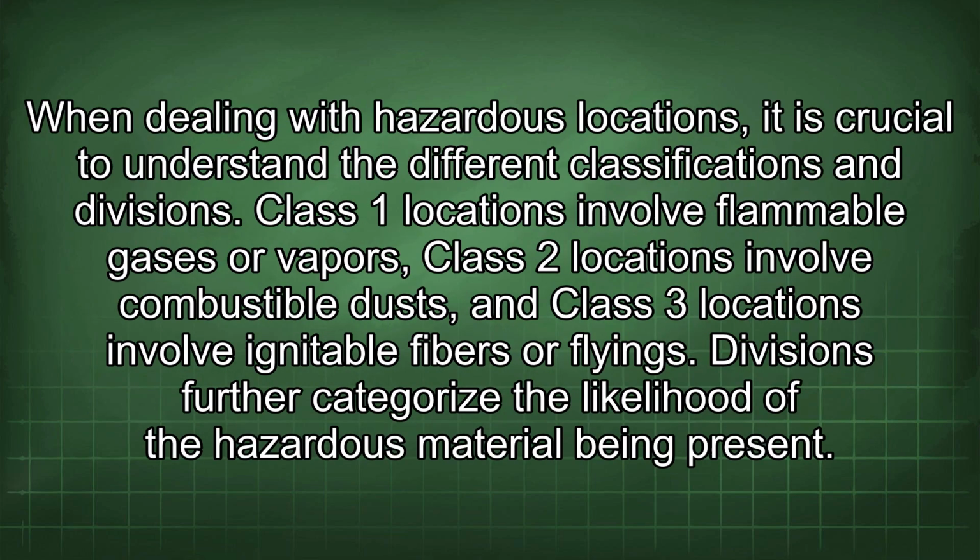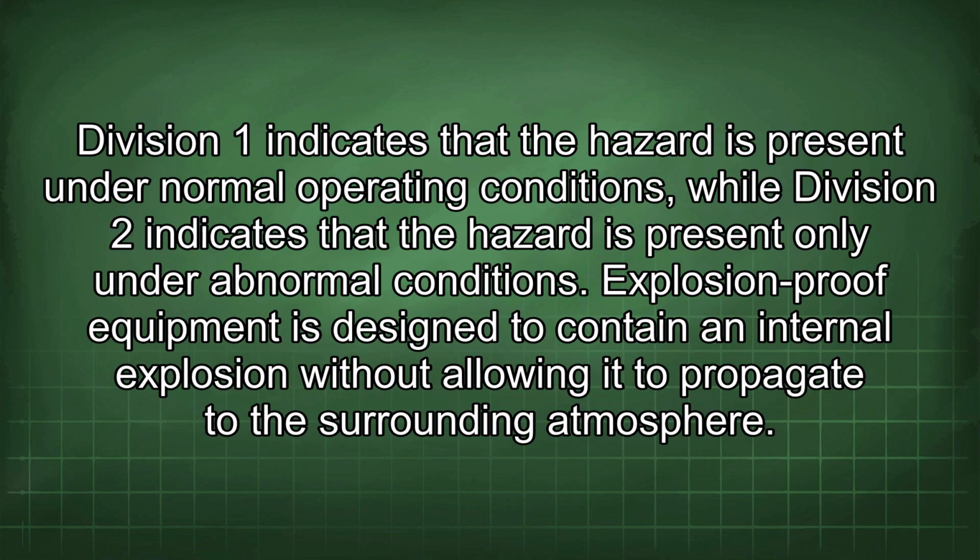When dealing with hazardous locations, it is crucial to understand the different classifications and divisions. Class 1 locations involve flammable gases or vapors, Class 2 locations involve combustible dusts, and Class 3 locations involve ignitable fibers or flyings. Divisions further categorize the likelihood of the hazardous material being present. Division 1 indicates that the hazard is present under normal operating conditions, while Division 2 indicates that the hazard is present only under abnormal conditions.